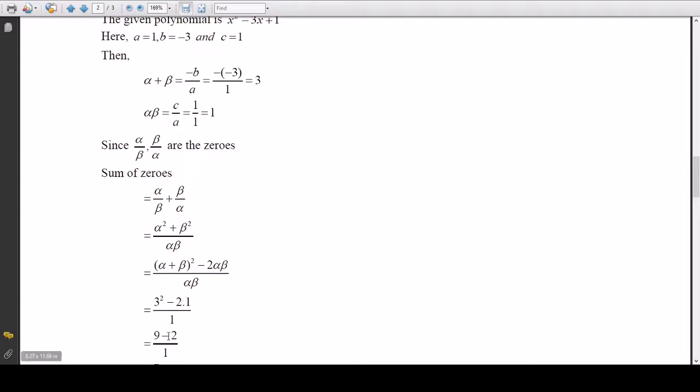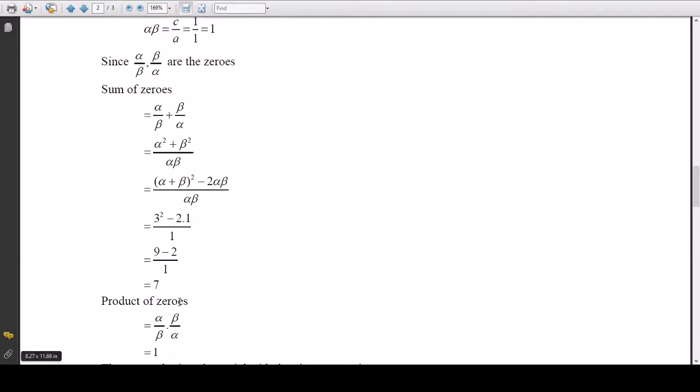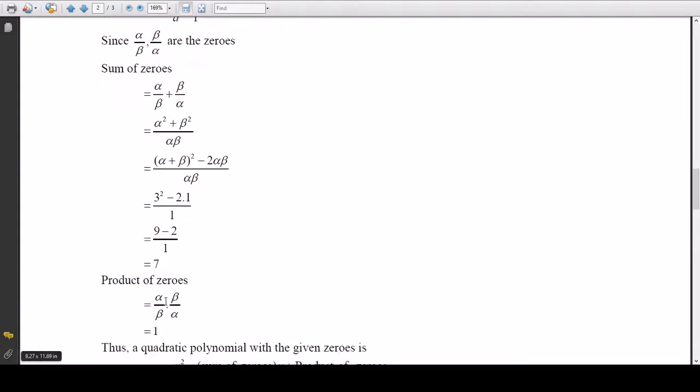9 minus 2 is 7 by 1, that is 7. Okay, and the product of zeros: alpha beta multiplied with beta alpha, all will get cancelled. Alpha alpha will get cancelled, beta beta will get cancelled. You will get 1 as the product of zeros.